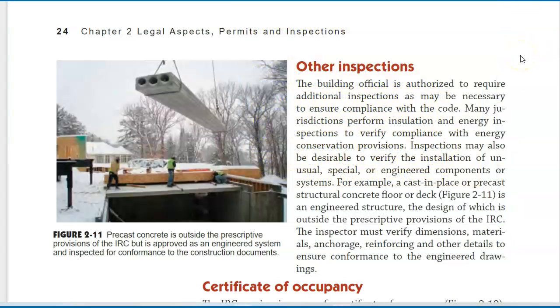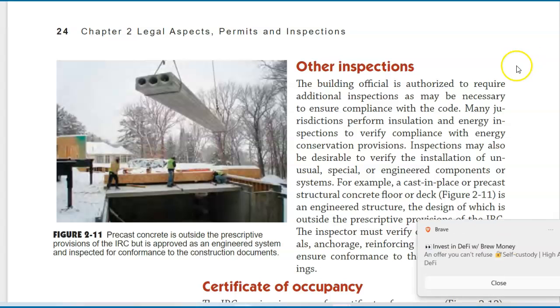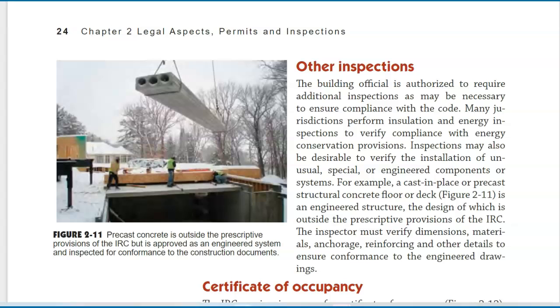Other inspections. The building official is authorized to require additional inspections as may be necessary to ensure compliance with the code. Many jurisdictions perform insulation and energy inspections to verify compliance with energy conservation provisions. Inspections may also be desirable to verify the installation of unusual, special, or engineered components or systems. For example, a cast-in-place or precast structural concrete floor or deck, figure 2-11, is an engineered structure, the design of which is outside the prescriptive provisions of the IRC. The inspector must verify dimensions, materials, anchorage, reinforcing and other details to ensure conformance to the engineered drawings.